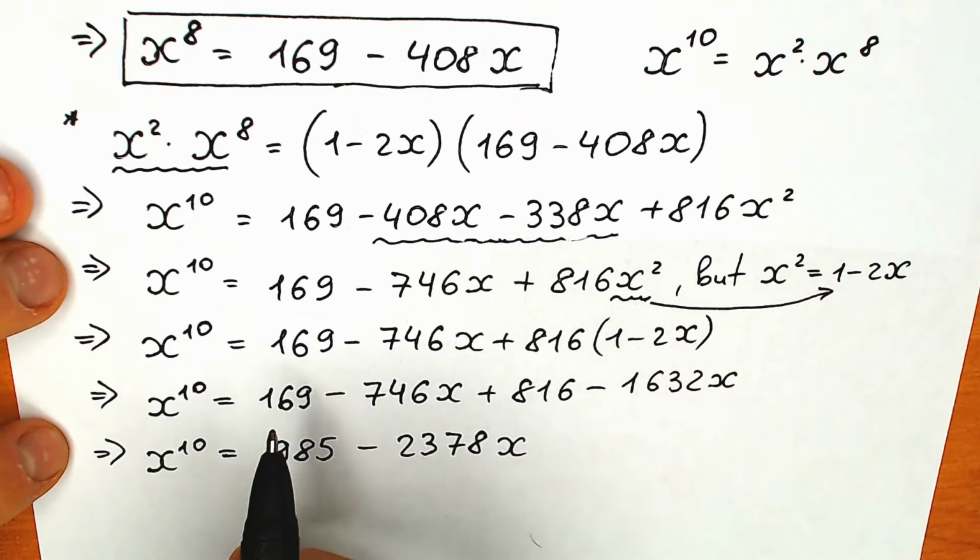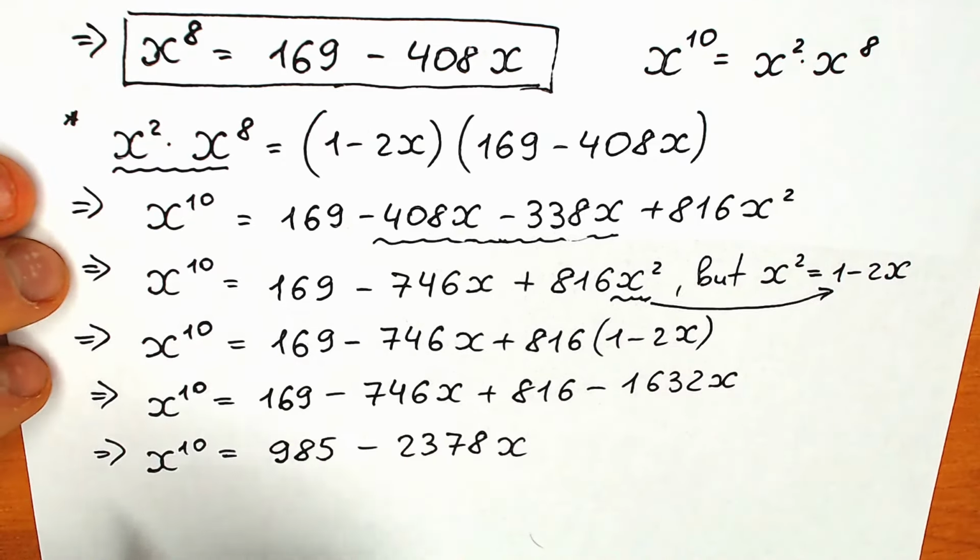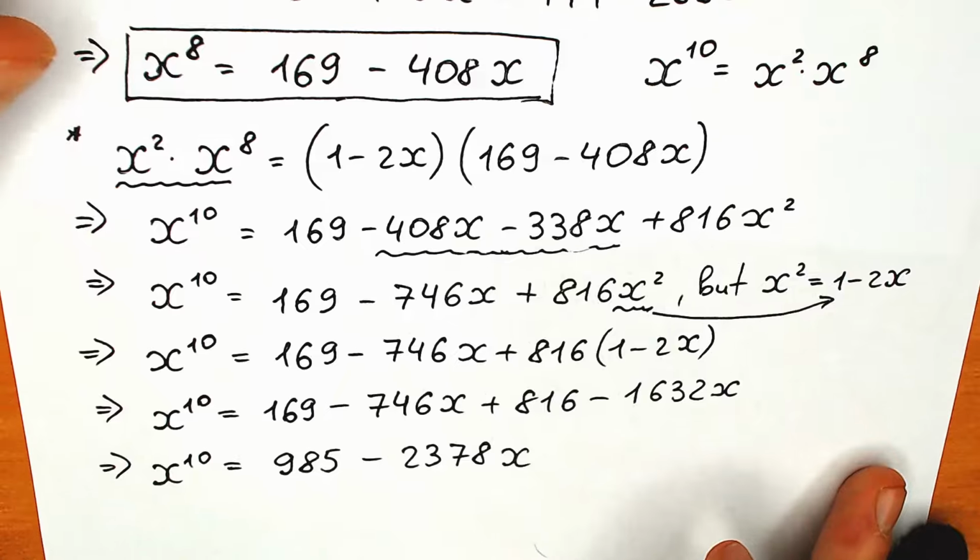But how can we find the square root of 2 minus 1 to the power 10? Right now, let's go back to the beginning.